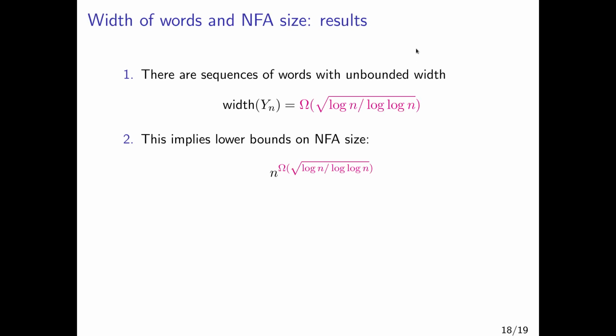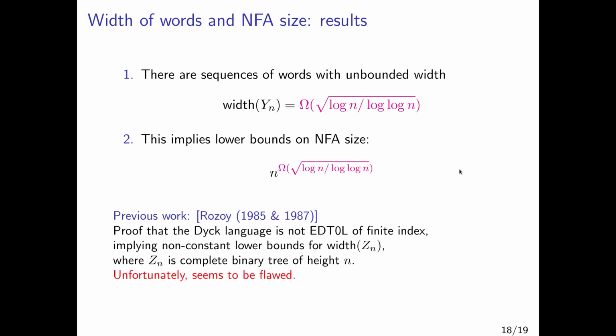So what we show is that there are words that require width basically square root of log n. And you can think of the length of these words as square root of n as well. And then we show that this implies lower bounds on NFA size. So this is the width, and you basically plug it in here. So both parts here are non-trivial, and I will not really talk about techniques much, except that I will mention the work by Brigitte Rozoy from the 1980s. She showed that the Dyck language, like Dyck 1 language, is not EDT0L of finite index. And the proof implies a non-constant lower bound on width, basically.